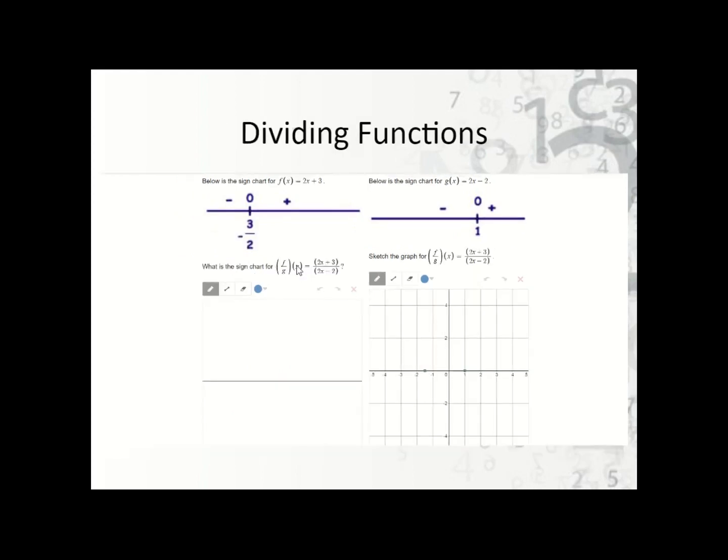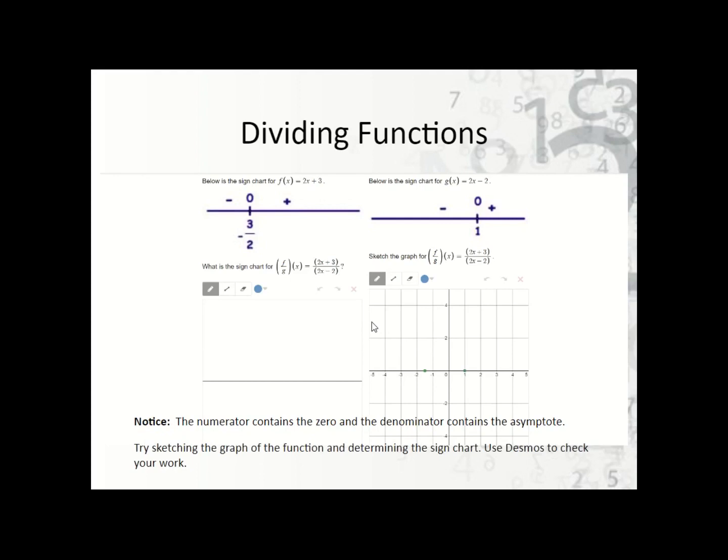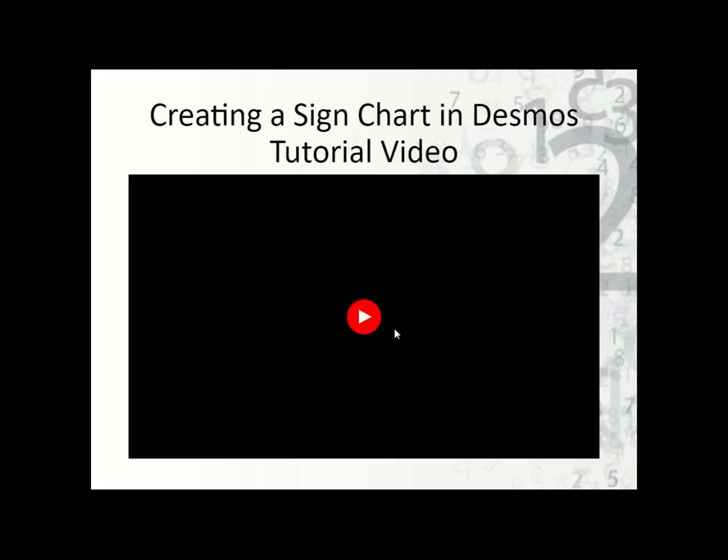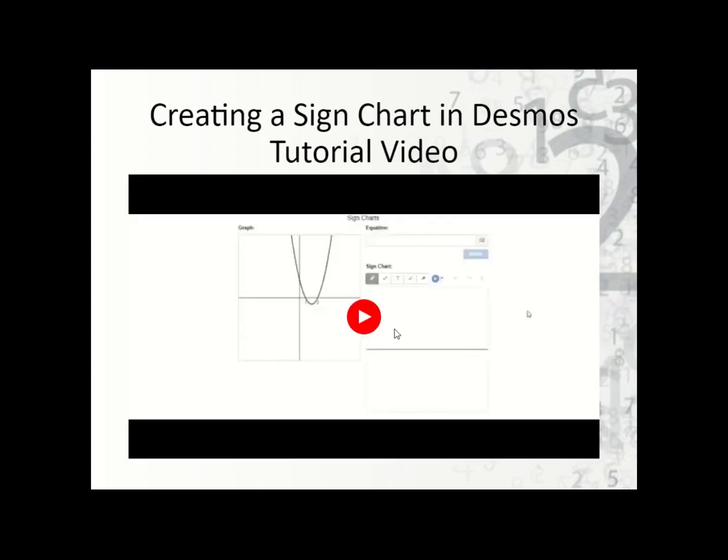Now, dividing is no different, but now we know we're going to have an asymptote here. So wherever this becomes 0, whatever we need to plug in for x to make this 0, that's going to create an asymptote. So we should have an asymptote there. And then we can try sketching the function and determine the sign chart. We can use Desmos to check our work for this as well. Now there's a video here that shows you how to use Desmos to create a sign chart. So you can go ahead and watch that video now.